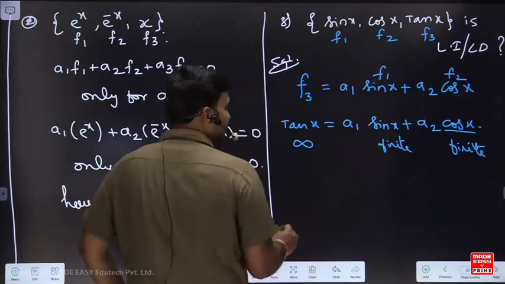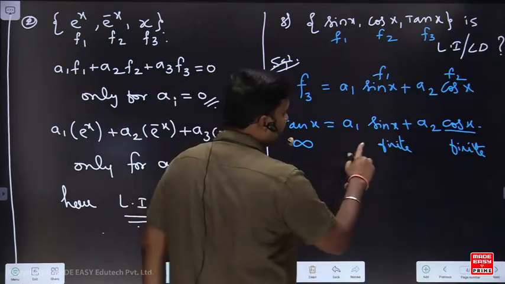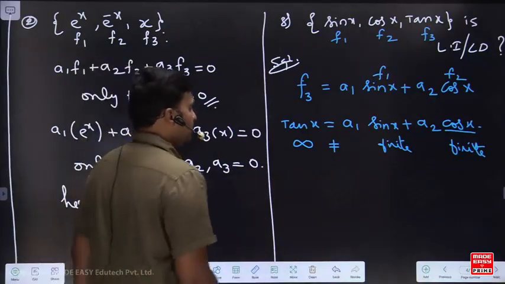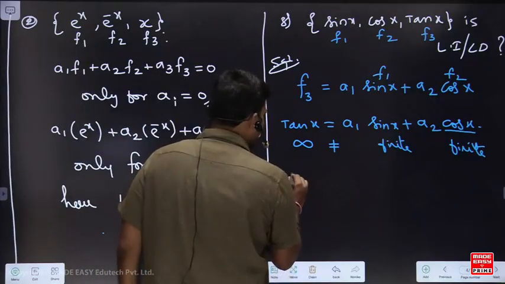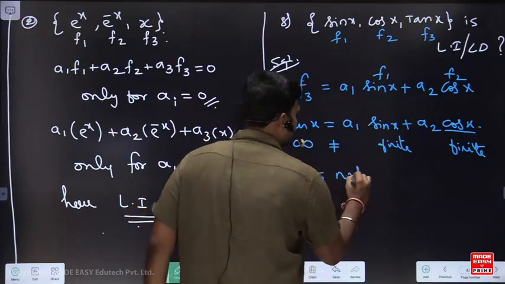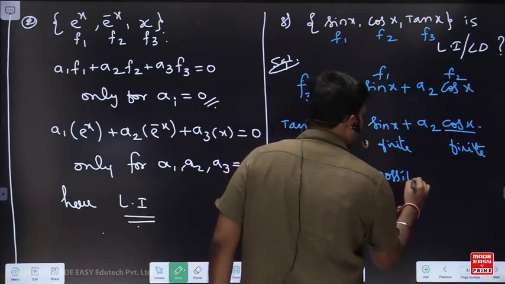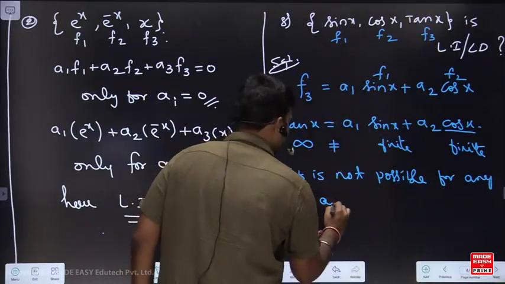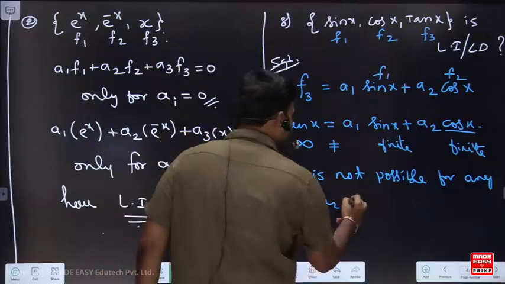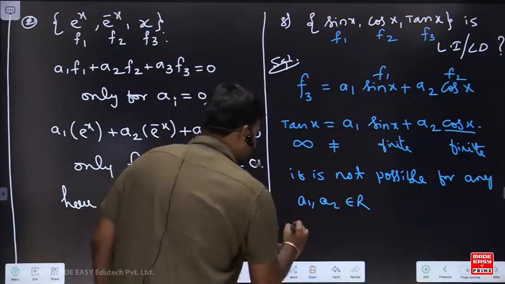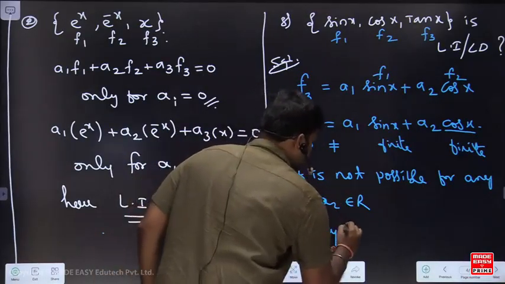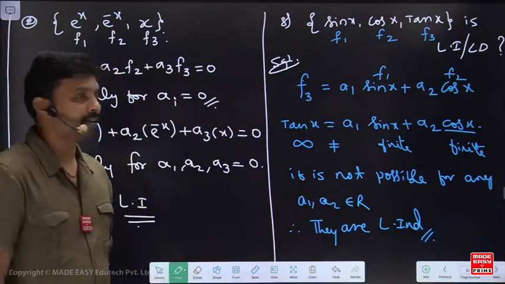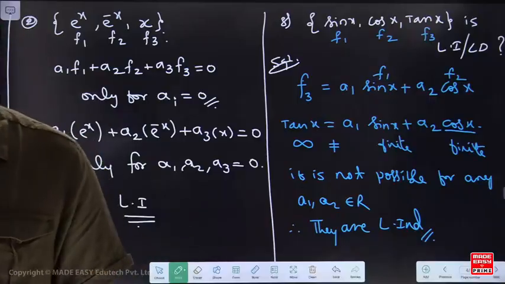So now I can write here, infinite is equal to this, so it is not possible for any A1, A2 belonging to R. Therefore they are linearly independent. Okay, they are linearly independent.